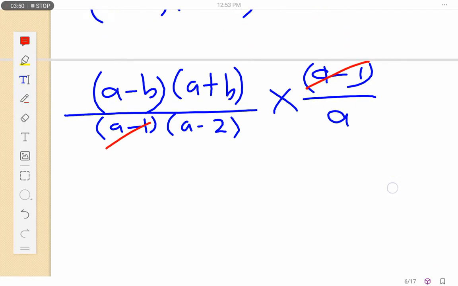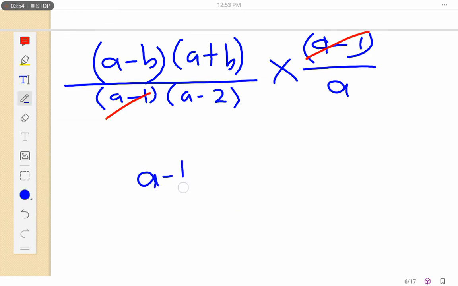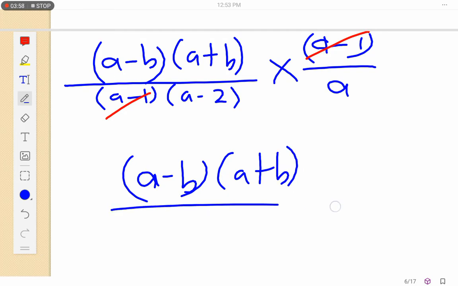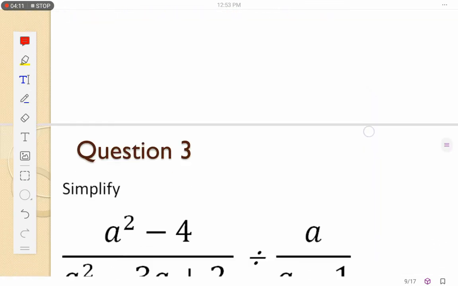So we now have, at the end of the day, a minus b by a plus b over a by a minus 2 here. Can we further simplify this? No. So this is what we have at the end of the day if we simplify. Let's go to the next question.